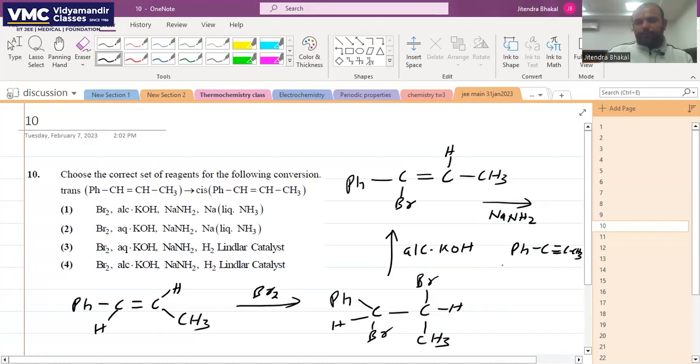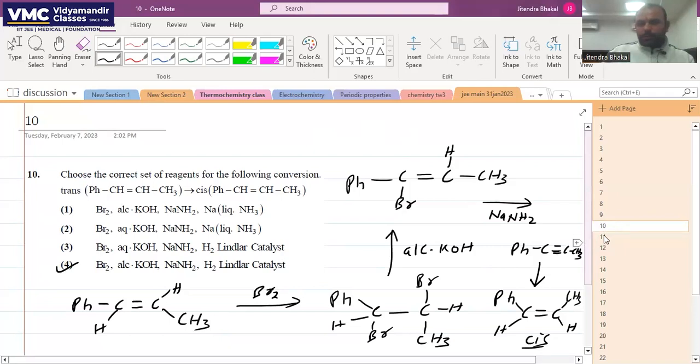Now we have an alkyne. Next reagent: alkyne with Lindlar's catalyst gives a cis alkene, because syn addition of H2 takes place and it will reduce only up to the alkene. So we will get the cis product. This is the cis product. It means option 4 is correct in question number 10.